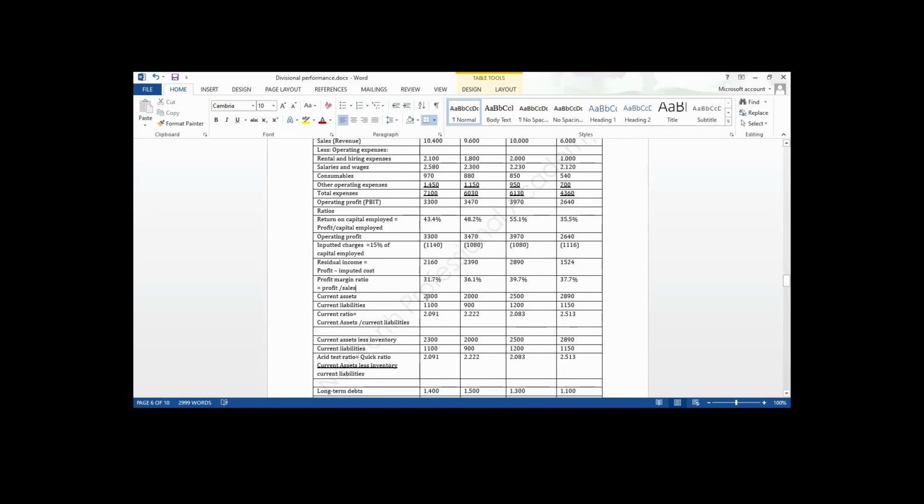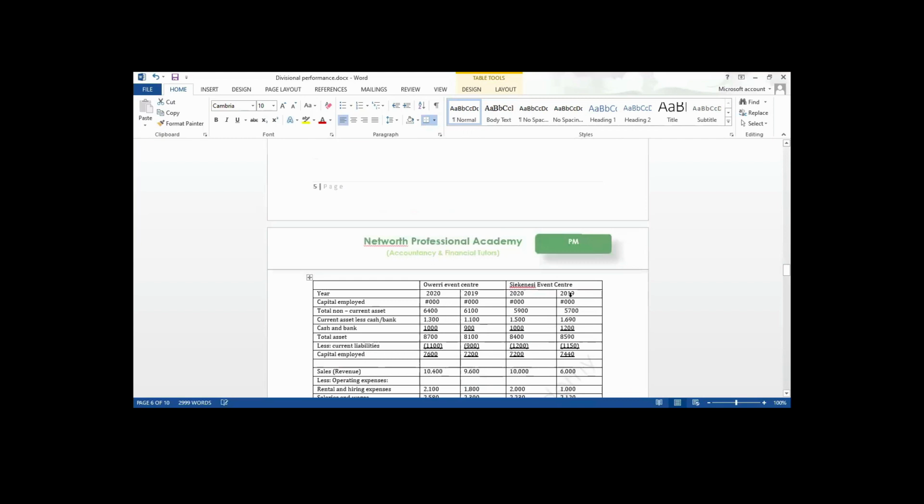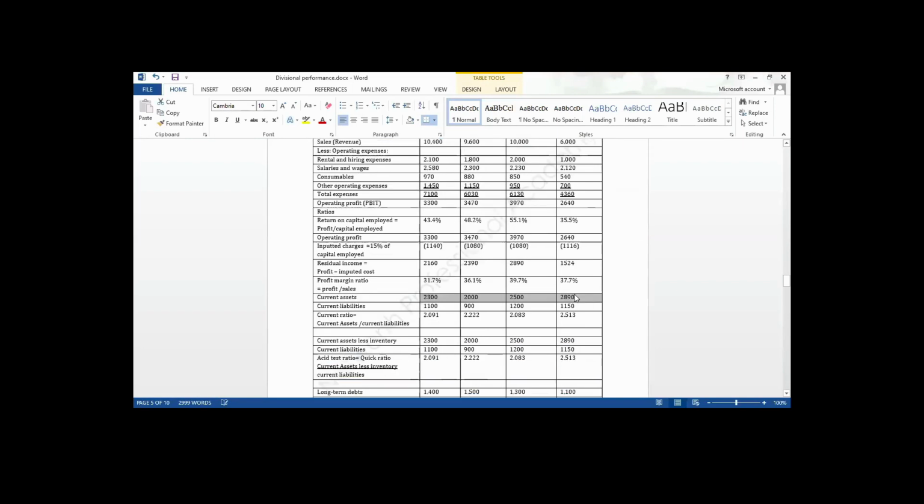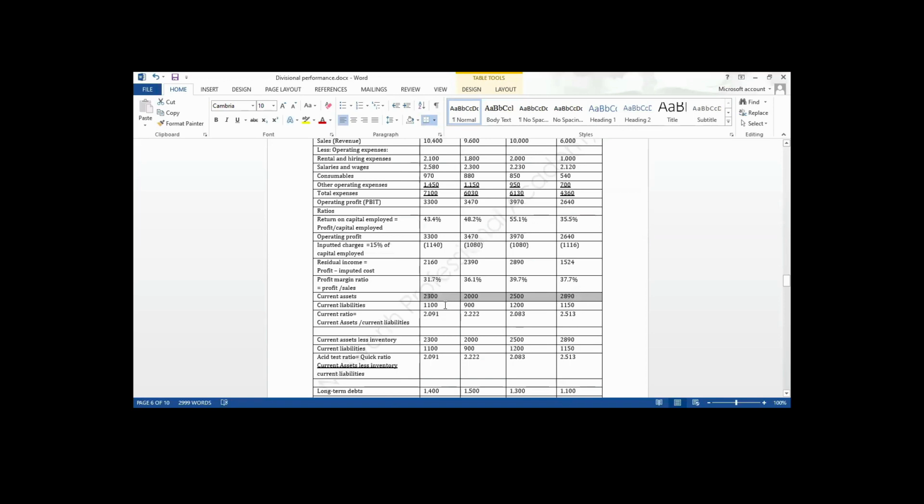Then current liability, just pick it. Our current liability, 1,100, 900, 1,200, 1,150. You have it here. Please divide 2,300 divided by 1,100 and do same for other figures to get your current ratio.